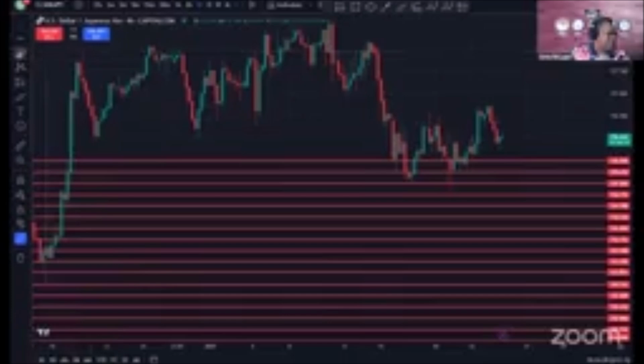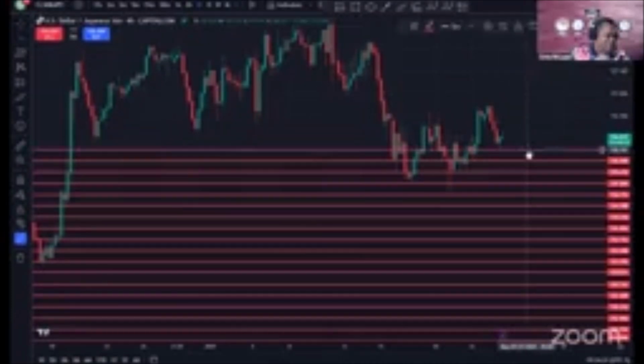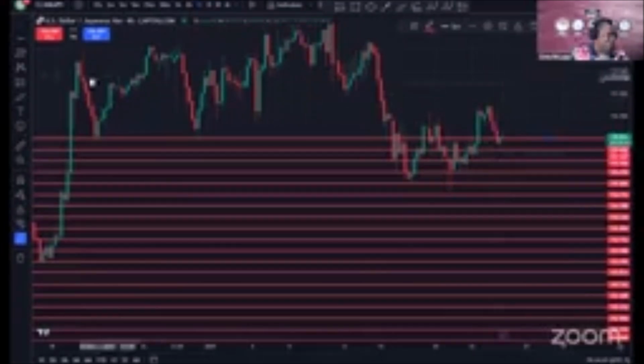50. What comes after 50? Add 25 to 50, and you got 75, right? 75. Look at that. Tag on that. Tag, you're it. What comes after 75? 00. Whole number, round number. Oh, look at that, a doji right there.